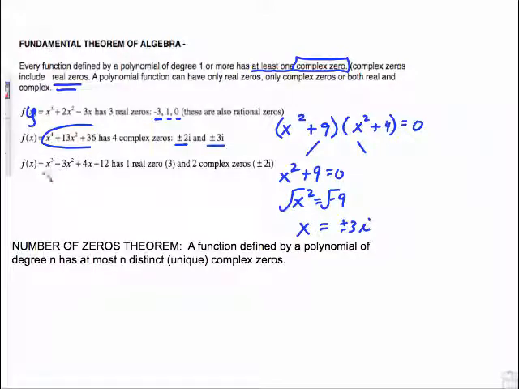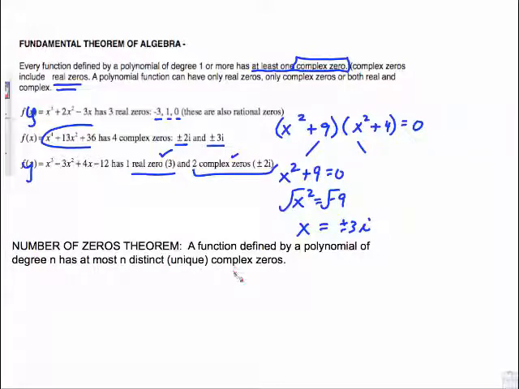The other possibility is something like this, x cubed minus 3x squared plus 4x minus 12. It actually has one real zero at 3, and it has two complex zeros of plus or minus 2i. If you plug it in the calculator, you will see it cross at 3. And a little bit later on, I'm going to show you what you do with that real zero of 3 to come up with these two complex roots. That's coming up.